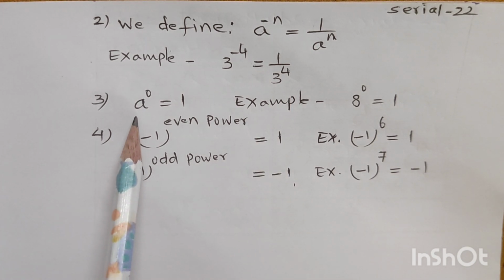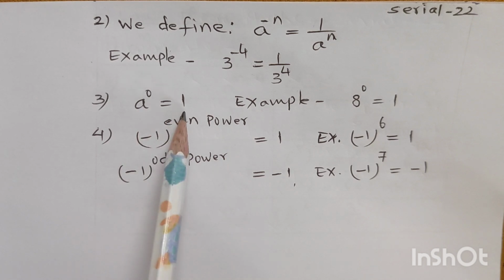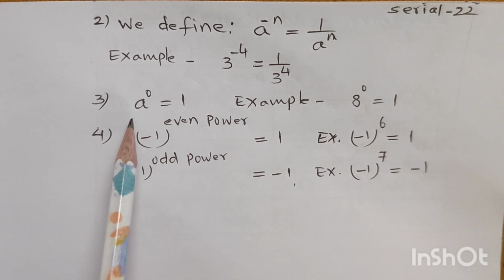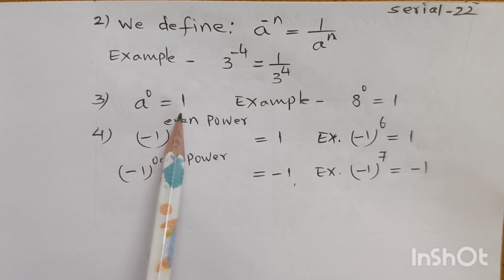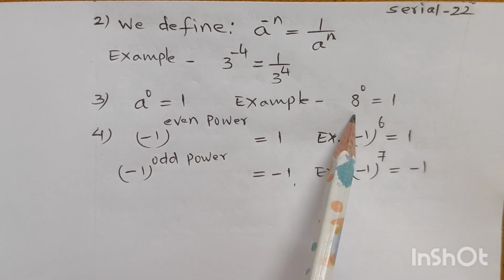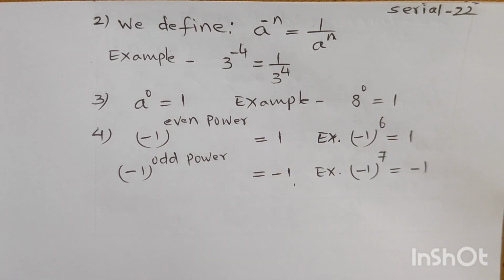Now, a raised to the power 0 is 1. Any number which is raised to the power 0, the value will be 1. Example: a to the power 0 is 1.